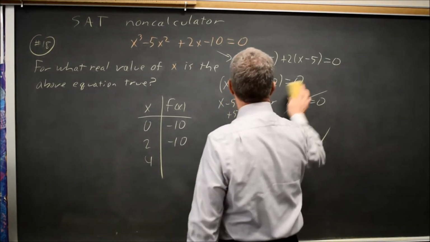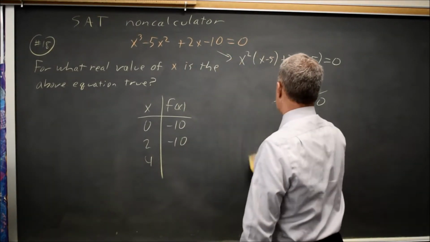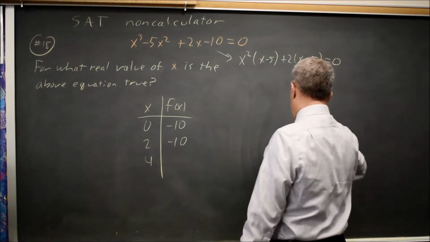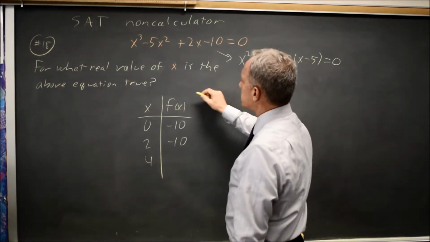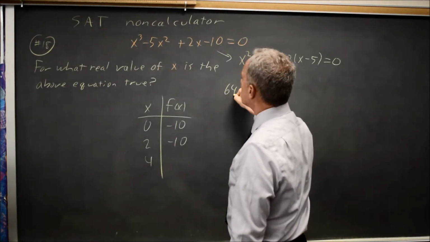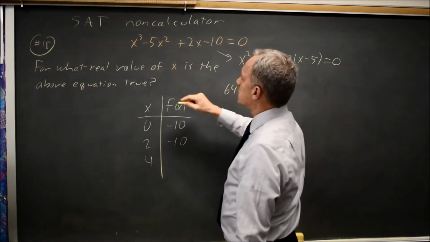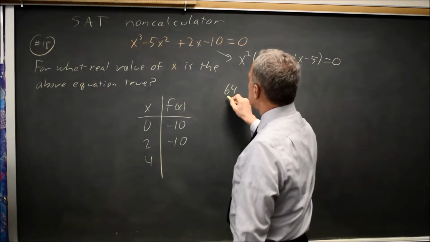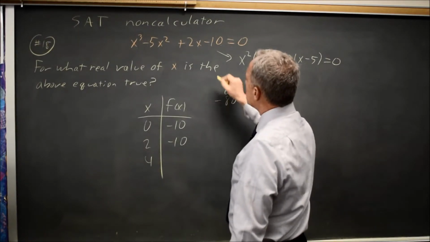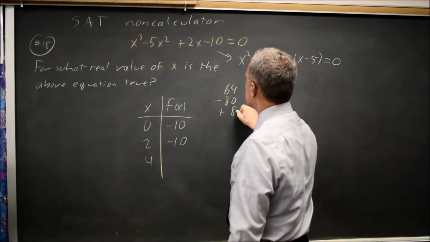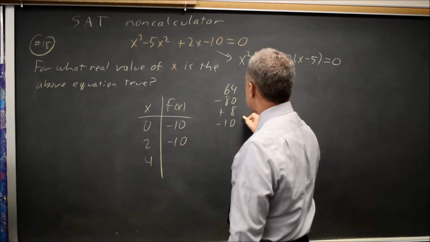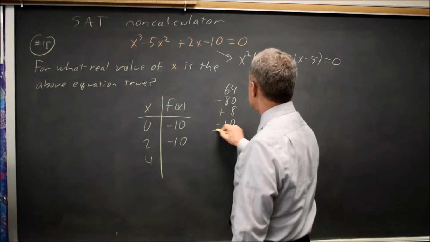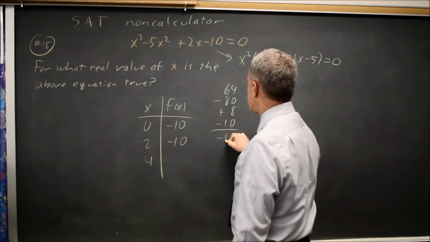I need to show some work for this one. And you really can guess and check the answer. 4 cubed is 64. 4 squared is 16 times 5 is 80. 2 times 4 is 8. And minus 10. So that's negative 90 plus 72. We're still not there, negative 18.